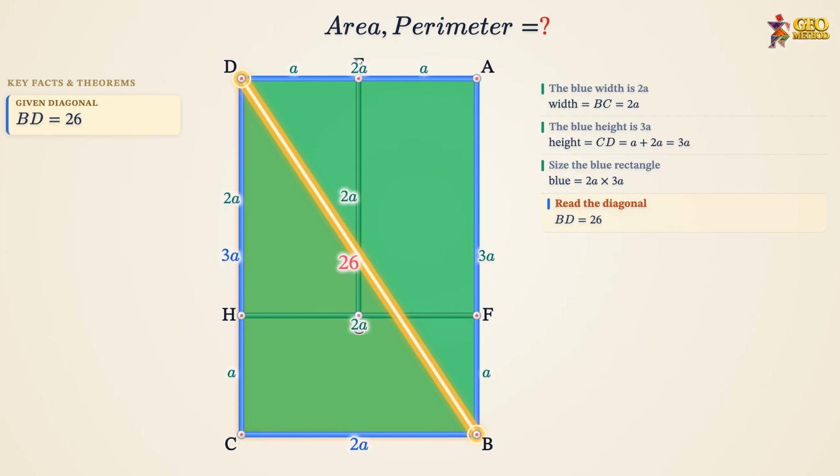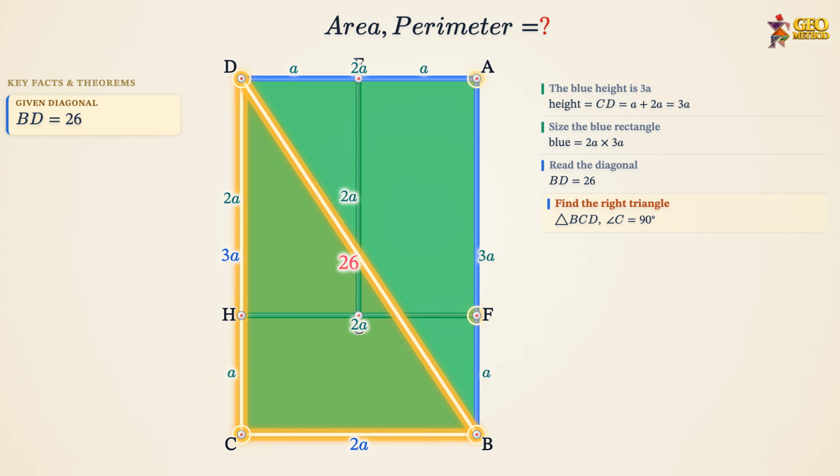We are told the diagonal BD of the blue rectangle is 26 units. That single measurement will pin down A. The diagonal splits the rectangle into two right triangles. Look at triangle BCD. The corner at C is a rectangle corner, so the angle there is a right angle.